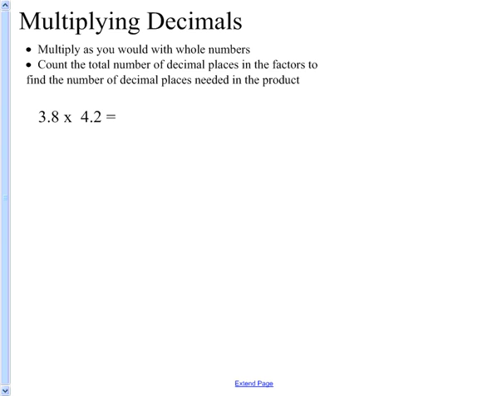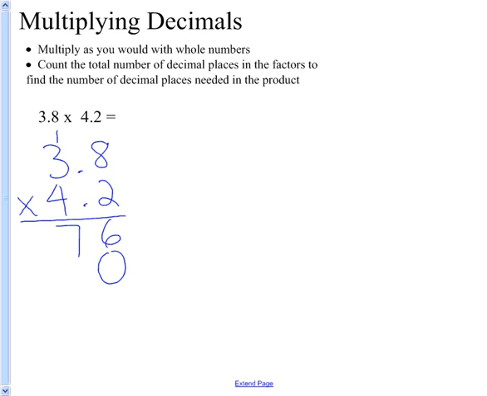Okay, here's another example with multiplying with decimals. Again, I want to multiply these two numbers just as I would if they were whole numbers, if this was 38 times 42 instead of 3.8 times 42. So I'm going to multiply 2 times 8 is 16, carry the 1. 2 times 3 is 6, plus 1 is 7, bring down my 0. 4 times 8 is 32, carry a 3. 4 times 3 is 12, plus 3 is 15.